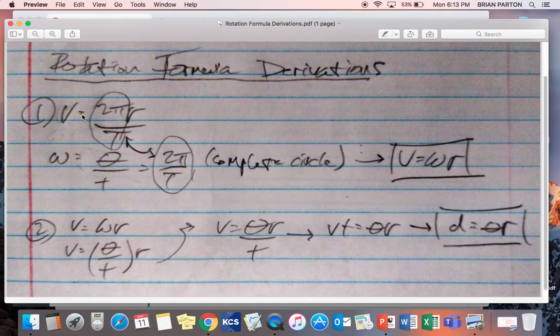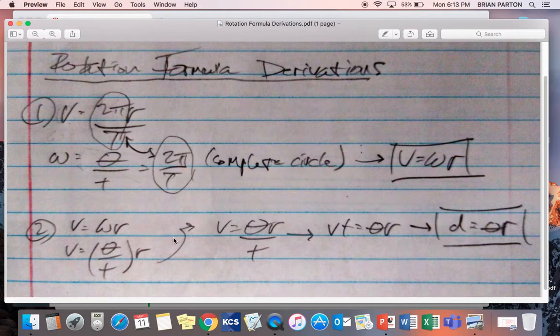If you go back to circular motion, v is equal to 2 pi r over t, and you do a little substitution there, where if you're in a complete circle, angular velocity is equal to angular displacement over time. Well, your angular displacement is 2 pi radians, and then your t is your period. And so that is a derivation there.